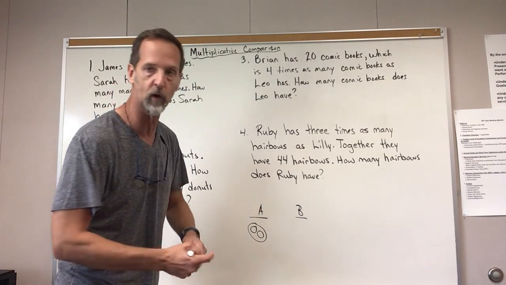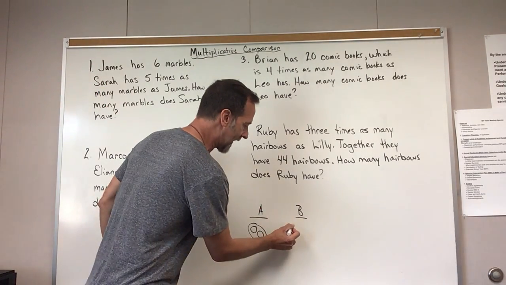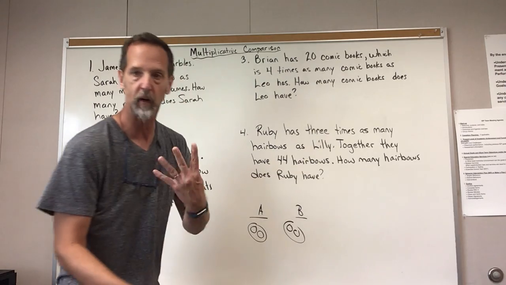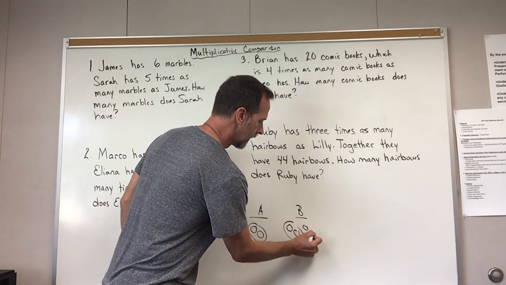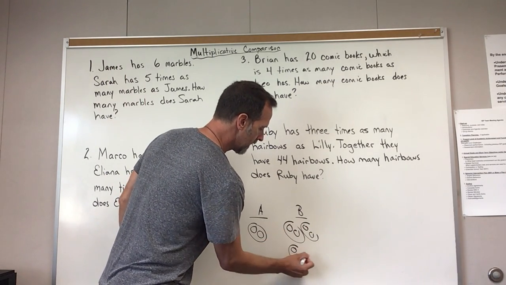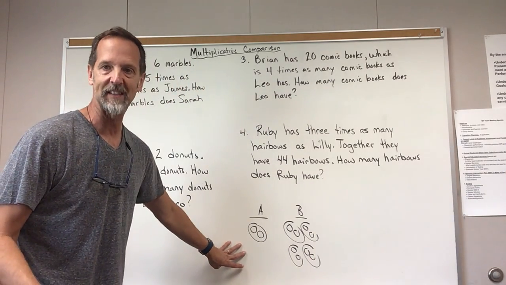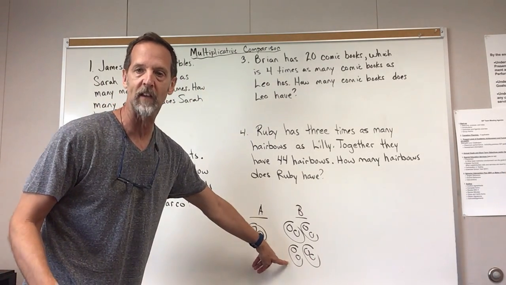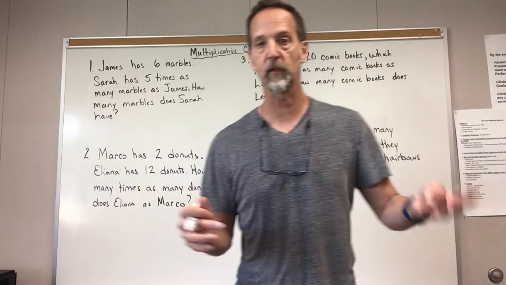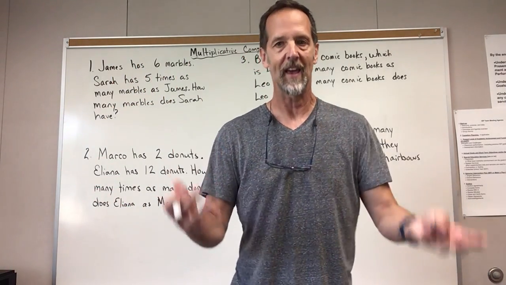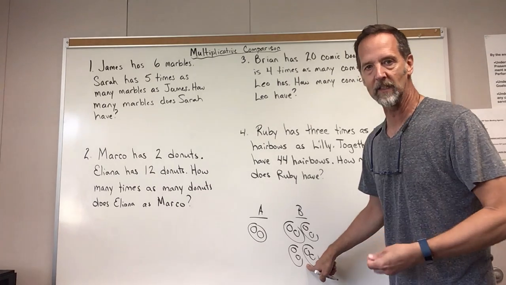So if A has 2 cookies, B is going to have that same 2 cookies, but he's going to have it 4 times. 1, 2, 3, 4. 4 times as many as A. So B would end up having 8 because 2 times 4, 4 times 2 is 8. So there would be 8 cookies here.